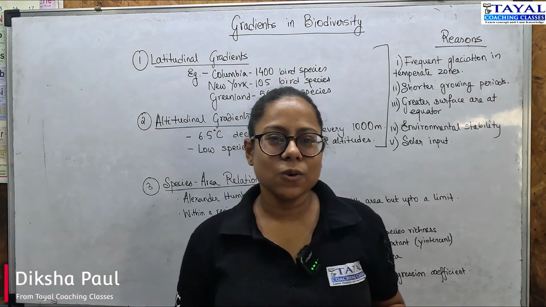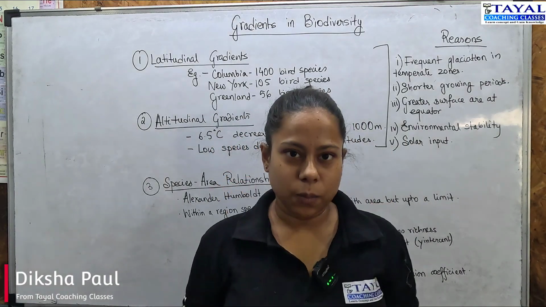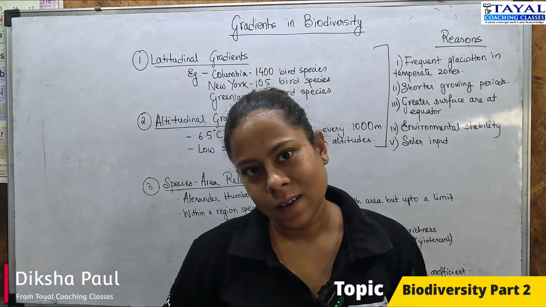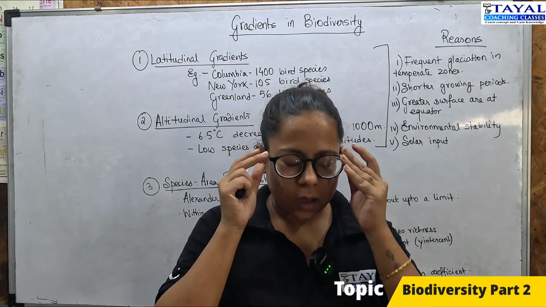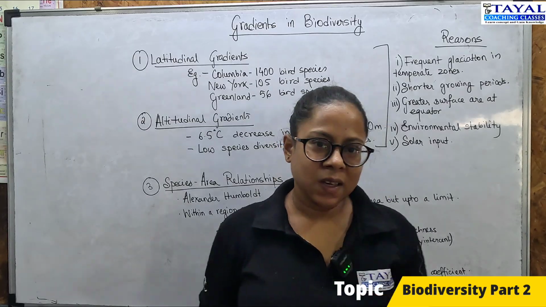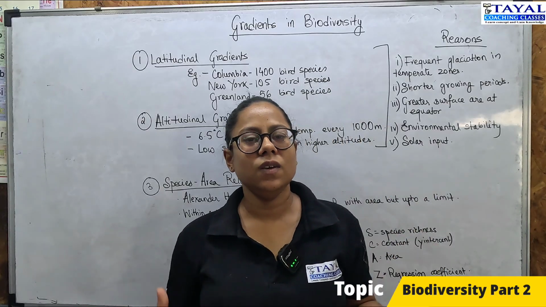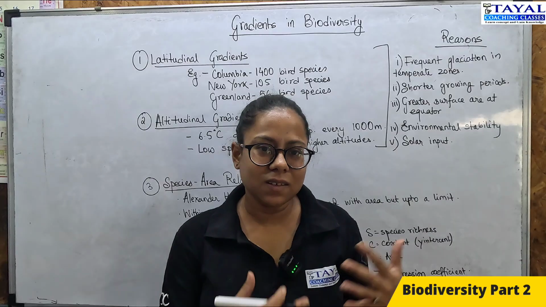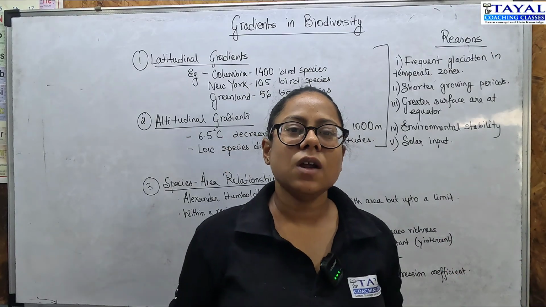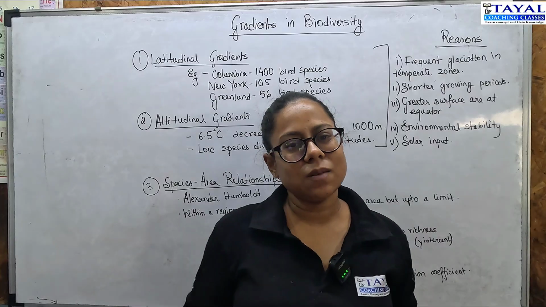Hi guys, so as you know, we have started the topic of biodiversity, right? It's the last chapter of your syllabus for 12th. So biodiversity is basically what? The amount of species living within a region, right? We did the types of biodiversity in our last video. So today we are going to try and understand the gradients in biodiversity.